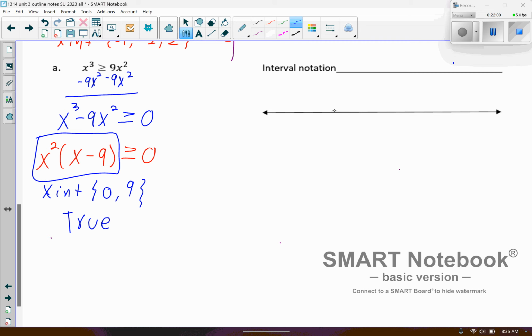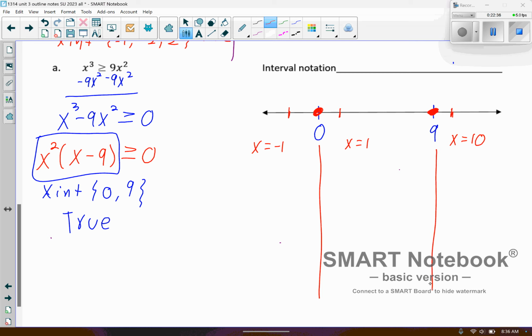All right, let's put those on the number line. So 0 and 9, and they are true, so they are included. I'm going to fill those in. Okay, and now I need to test some points. I'll test right here at x equals negative 1, which should be an easy one, then at x equals positive 1, and at x equals 10. That's where I'm going to test those subintervals. You don't have to put those on the ends, but sometimes I like to do that.